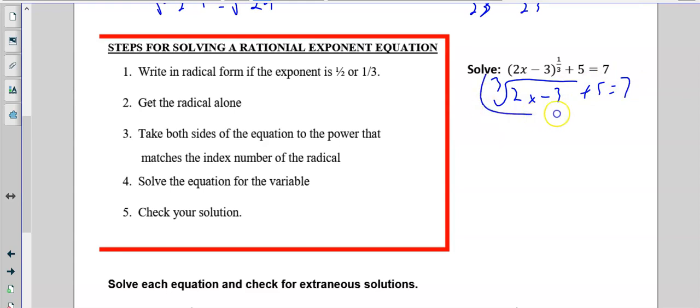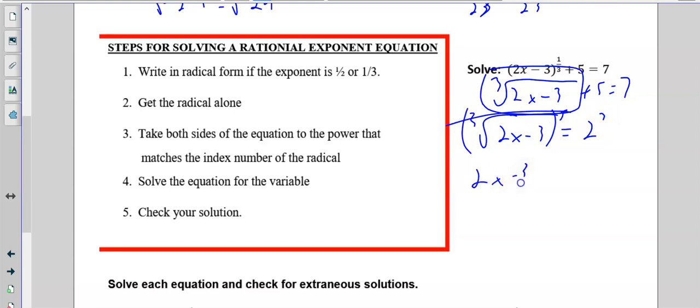We're going to get this by itself by subtracting 5. Seven minus 5 is 2. Now, to get rid of the 3, we're going to cube both sides. That's 2x minus 3 equals 8. 2 times 2 times 2. Going to add 3. Divide by 2. X is 5.5.